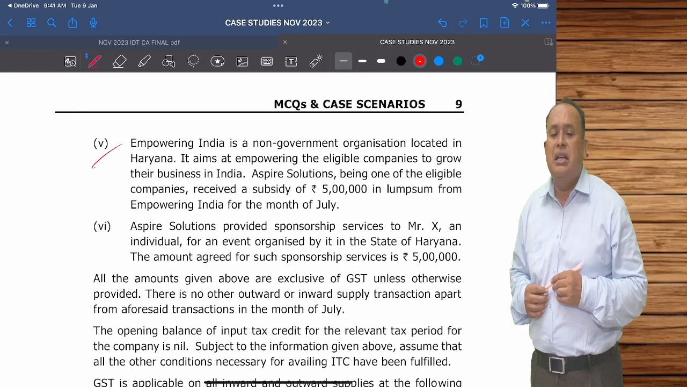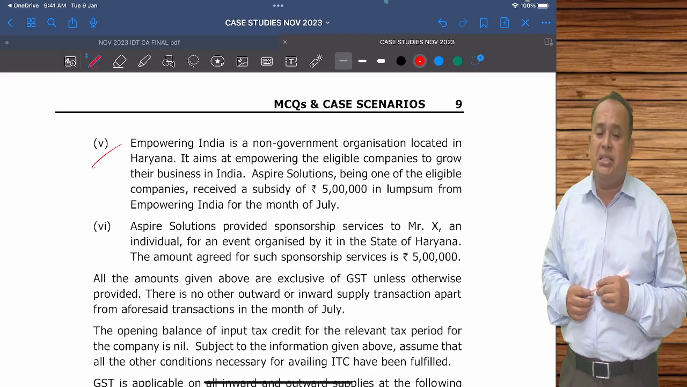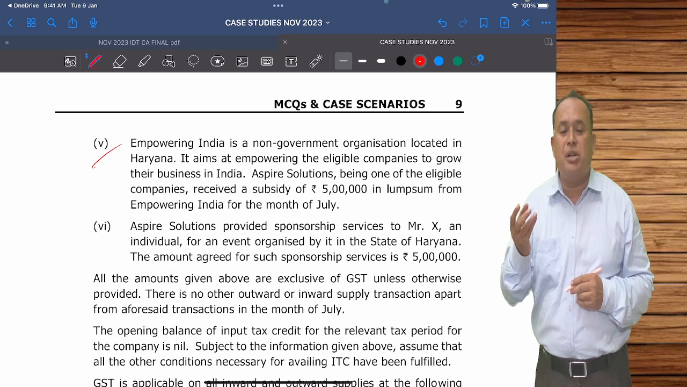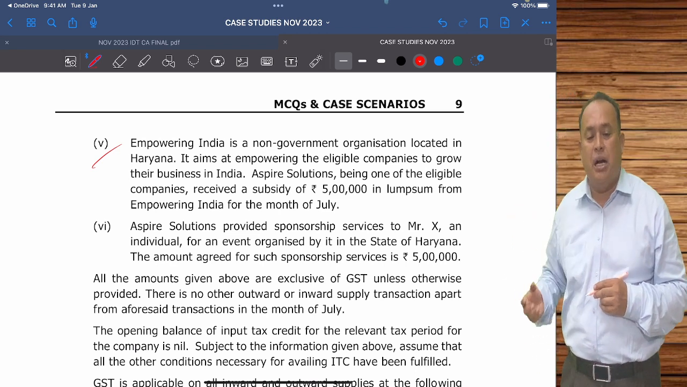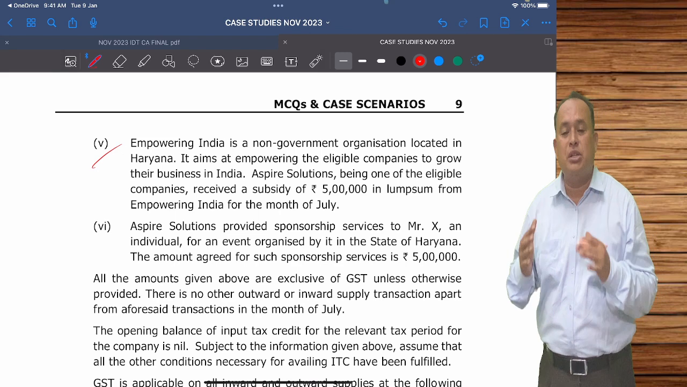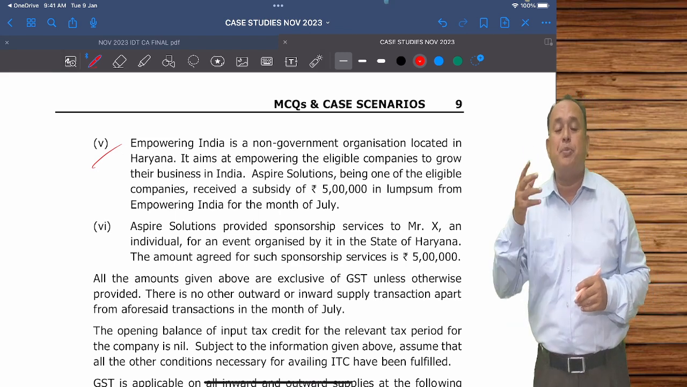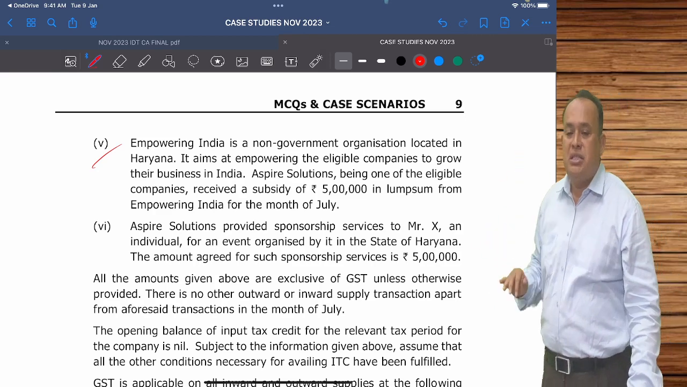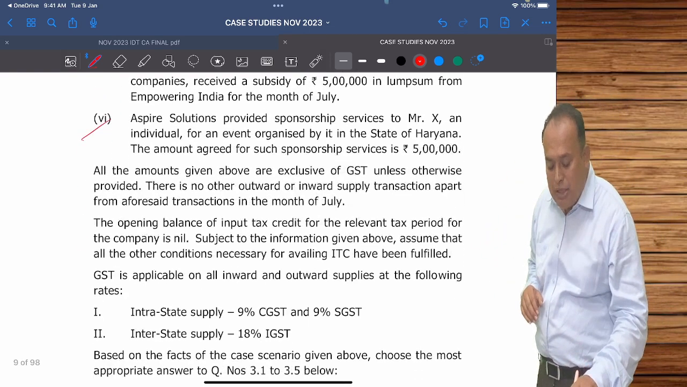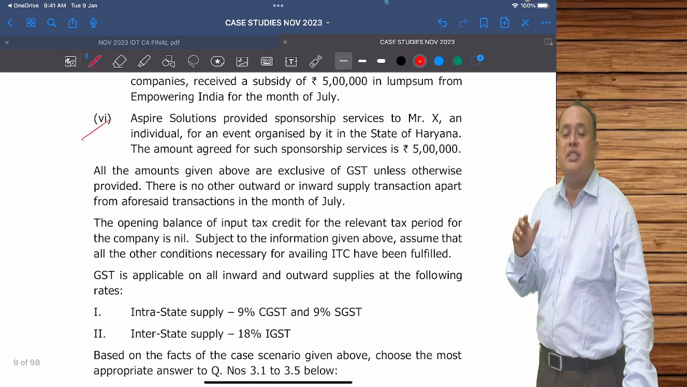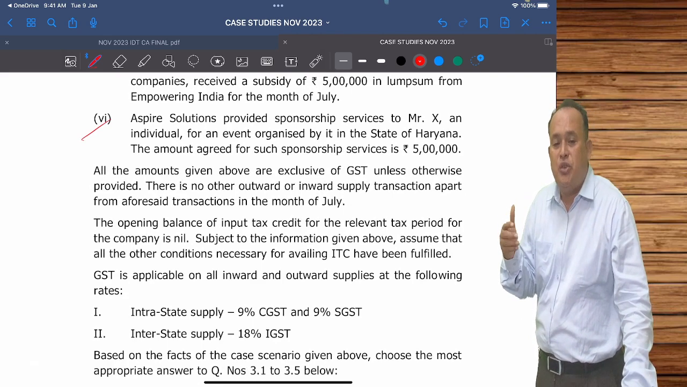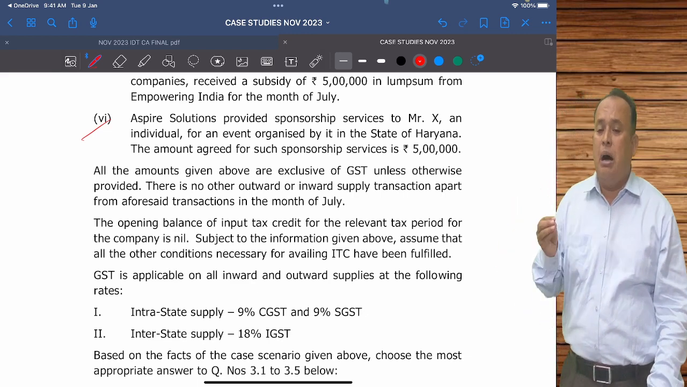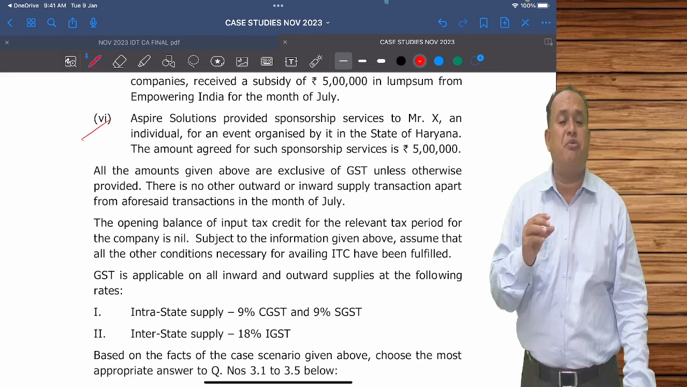Further, point number 5, Empowering India is a non-government organization located in Haryana. It aims at empowering eligible companies to grow their business in India. Aspire Solutions, being one of the eligible companies, received a subsidy of rupees 5 lakh in lump sum from Empowering India for the month of July. Point number 6, Aspire Solutions provided sponsorship services to Mr. X, an individual, for an event organized by him in the state of Haryana. The amount agreed for such sponsorship services is rupees 5 lakhs.